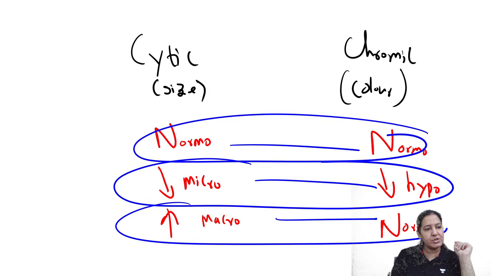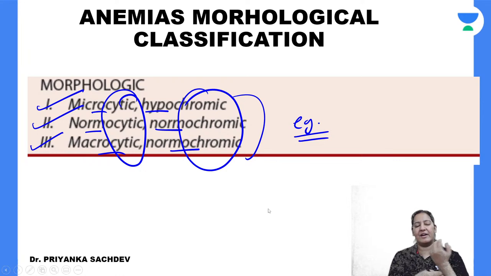So that is the classification. Students always get confused, ma'am, micro, hypo, I'm not getting. So one is cytic, one is chromic. So decide, cytic mein se tumhe kya lena hai? Cytic is size. Decide that. And chroma mein se tumhe kya lena hai?